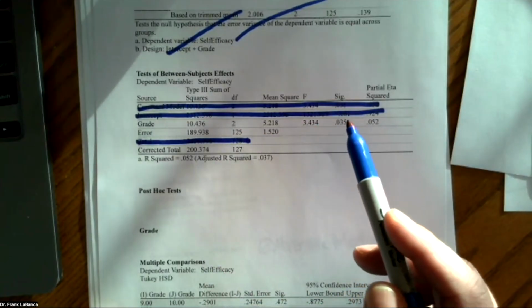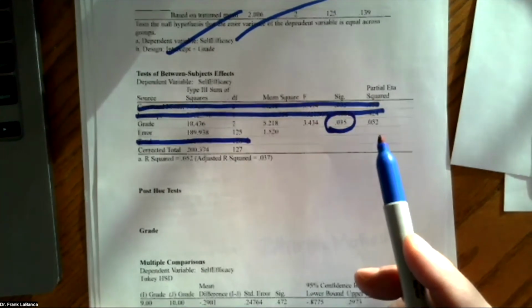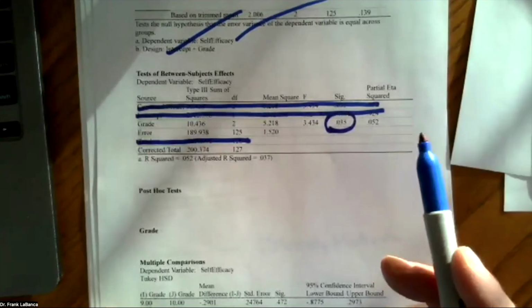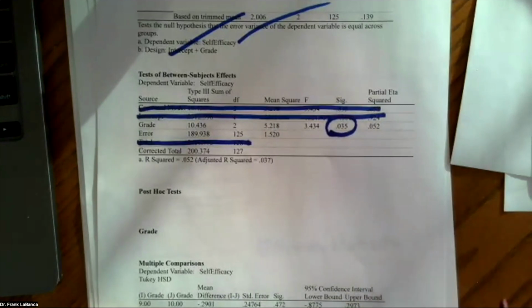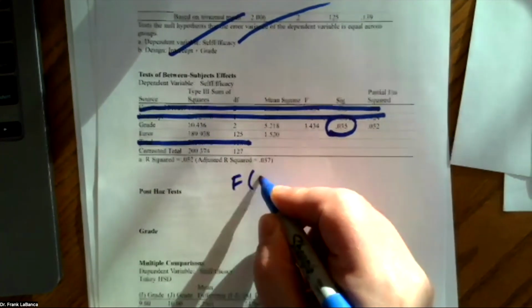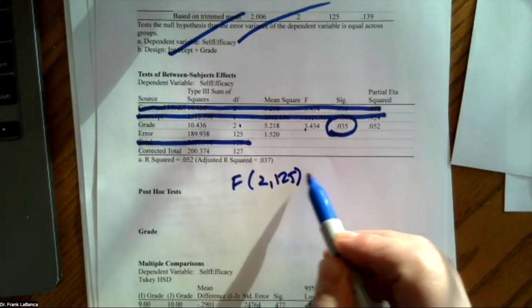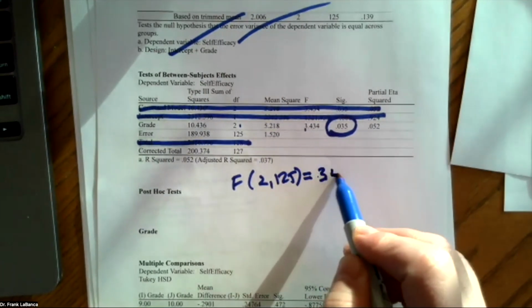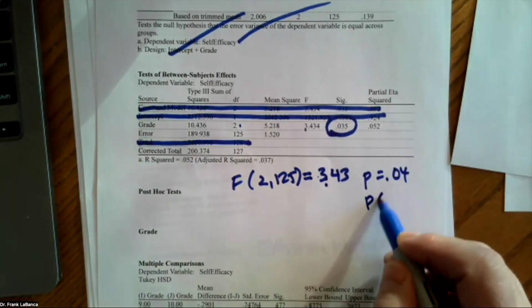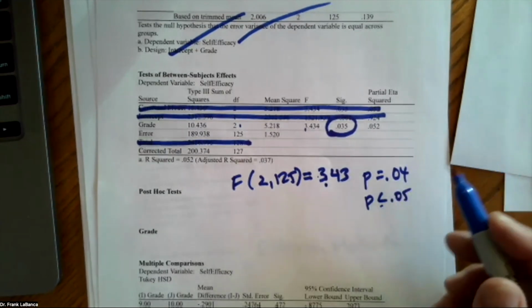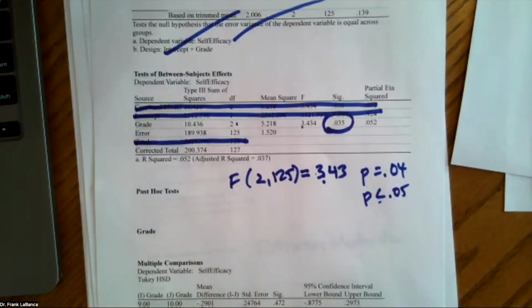Now, in my results here, we can see the significance is 0.035, which means statistically significantly different, meaning we're going to go on. And we can write that as F(2, 125) = 3.43. P = 0.04, or P is less than 0.05. Either way is fine for this. So there is significance. When we find significance, we have to go on to the post hoc tests.